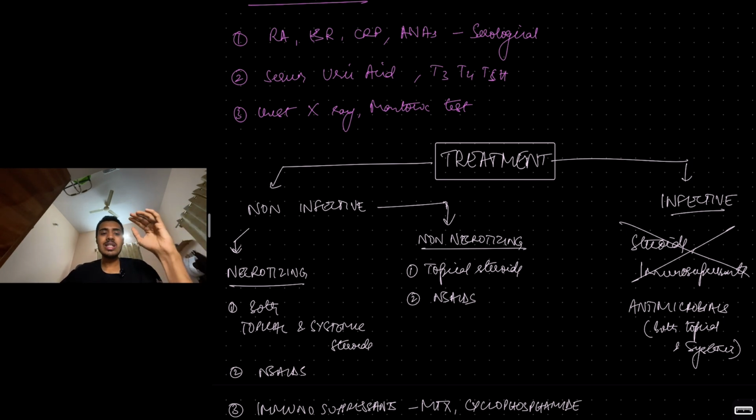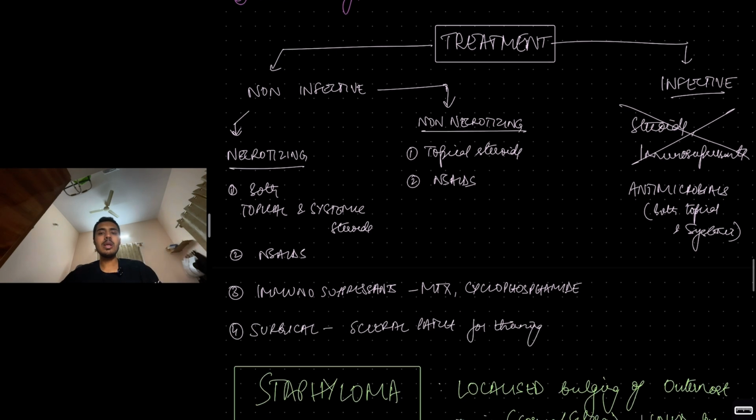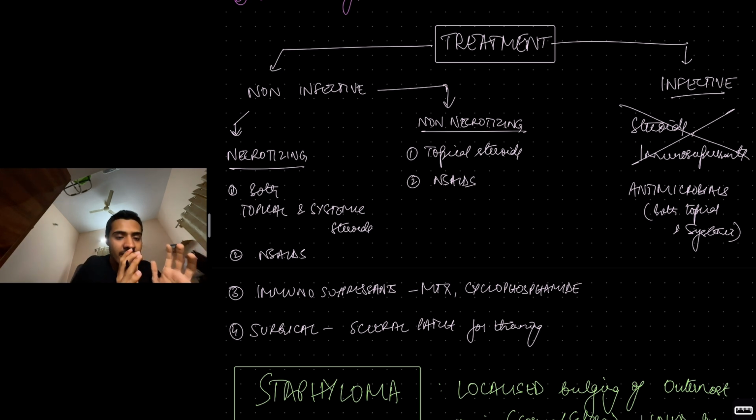So that is investigation. Last, coming to treatment, infective scleritis: do not give steroids, do not give immunosuppressants. It will only worsen the infection. Only give antimicrobials, very, very important. Whereas non-infective immune mediated, which is basically autoimmunity, non-necrotizing is not a problem. Example, diffuse, nodular, not a big problem. You just have to give topical steroids, it will reduce the inflammation, and for the pain you will give NSAIDs.